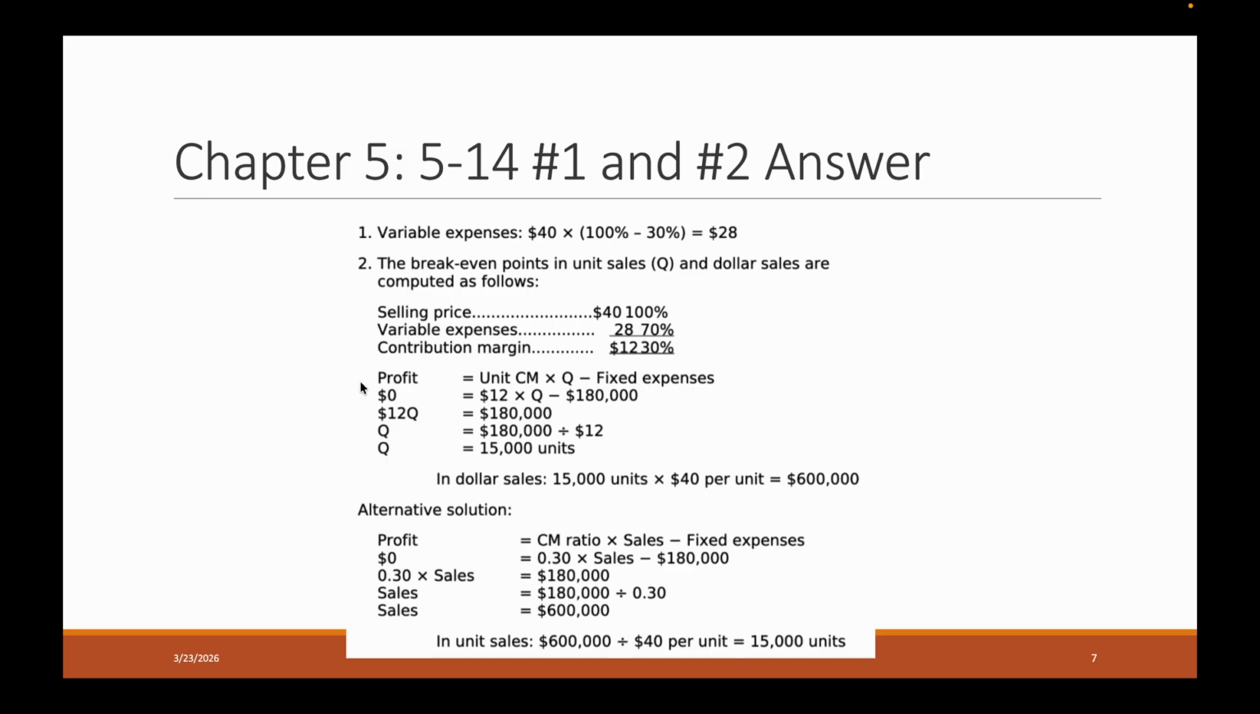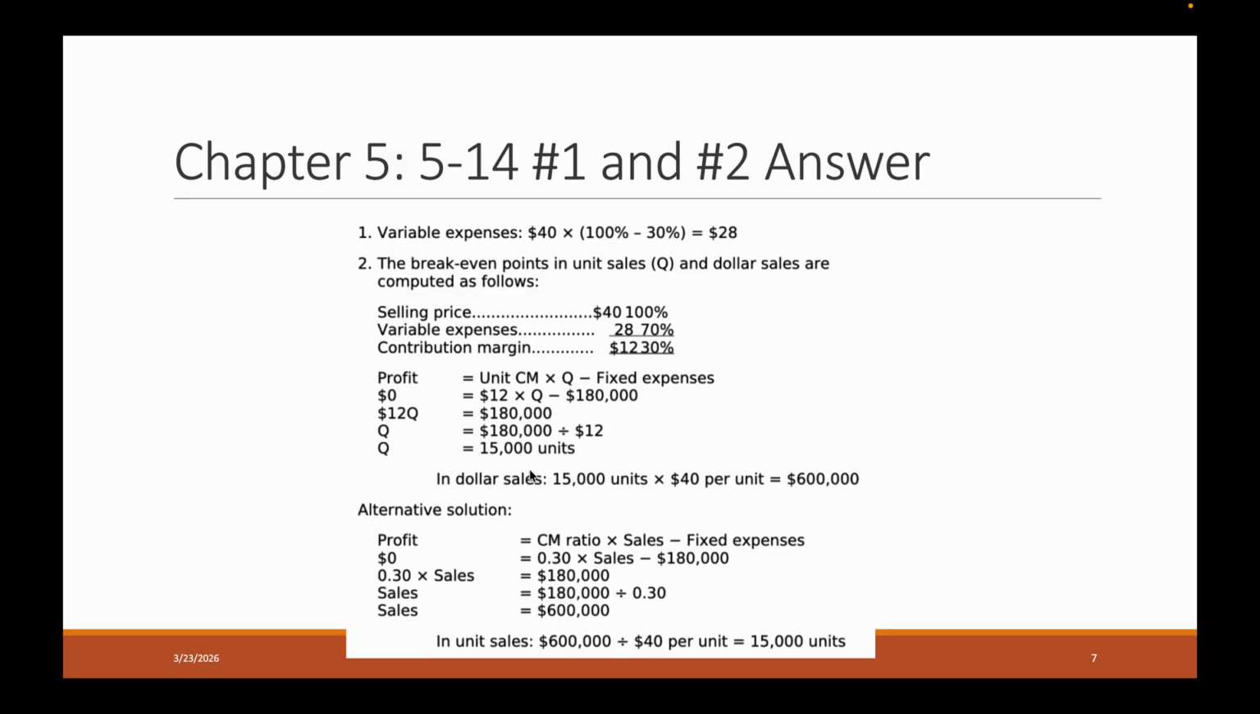So we can set the equation. 0 is equal to $12, which is our contribution margin, times the unknown quantity, minus our $180,000 of fixed expenses. And rearranging that equation, we have 12Q is equal to 180,000. And you divide that 180,000 by 12 to get Q alone on the left side. You divide $180,000 by $12 per unit, and that gives you 15,000 units as the break-even quantity.